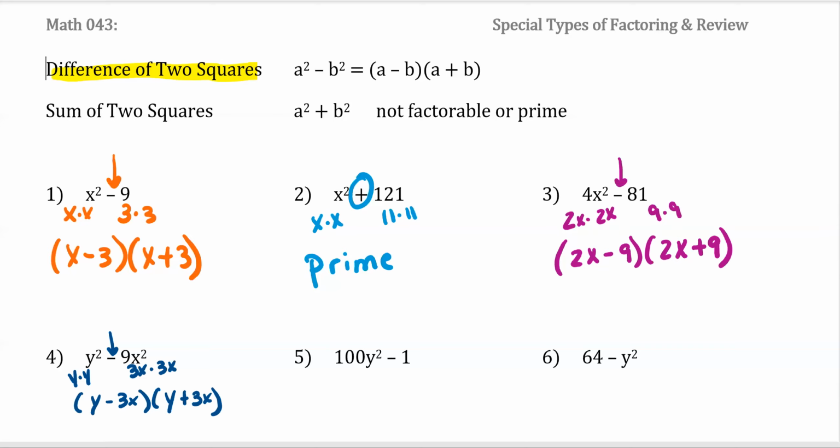Number 5, difference of perfect squares. 100 is a perfect square. 10y times 10y. 1 is a perfect square. And then we know that one parenthesis has to be a minus and one has to be a plus.